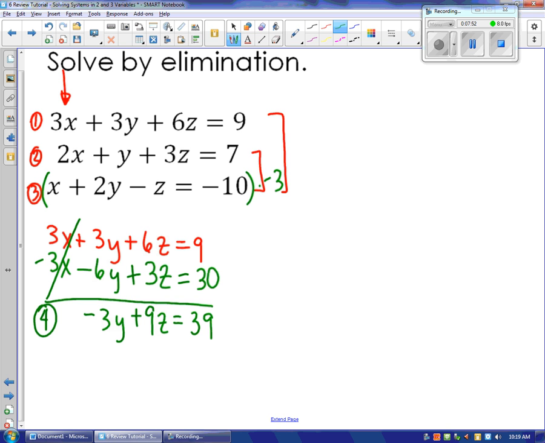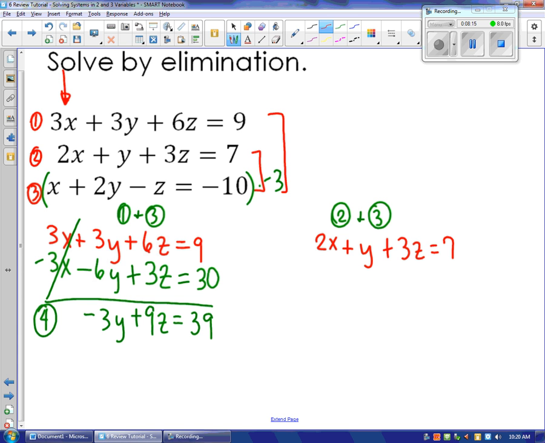So what I just did is I combined equations 1 and 3. What I want to do over here is combine equations 2 and 3. So equation 2 was 2x plus y plus 3z equals 7. And again, I want to eliminate the same variable.